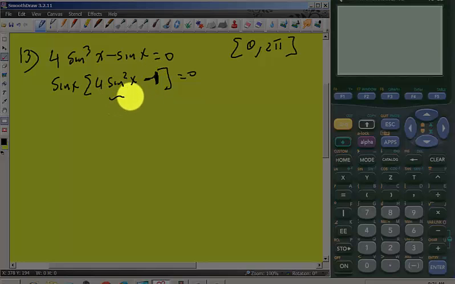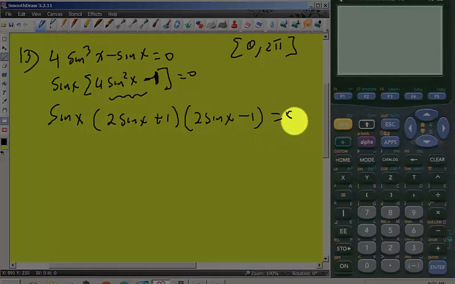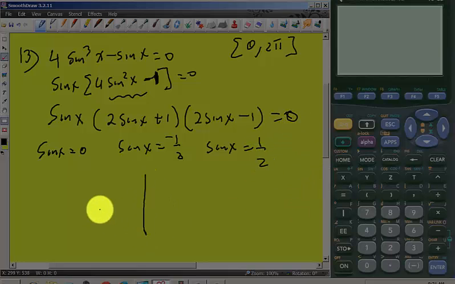This has a special name. That's difference of two squares. So I can factor some more. So that factors to 2 sine x plus 1, 2 sine x minus 1 is equal to 0. It's factored. Okay, that's great because it's going to work out nice and easy. I said each factor equals 0. I get sine of x equal to 0. I get sine of x is equal to negative 1/2. And I get sine of x is equal to positive 1/2. Now it's just a matter of my unit circle. Okay, sine x is equal to 0 between 0 and 2 pi here, here, and here.